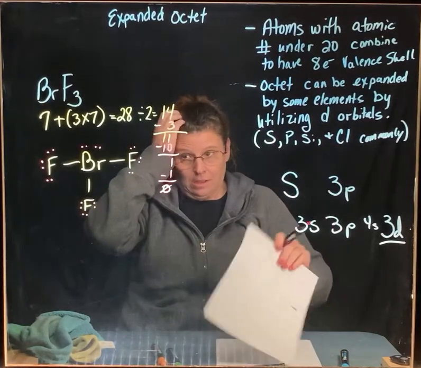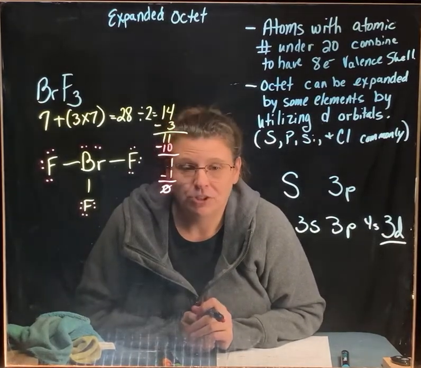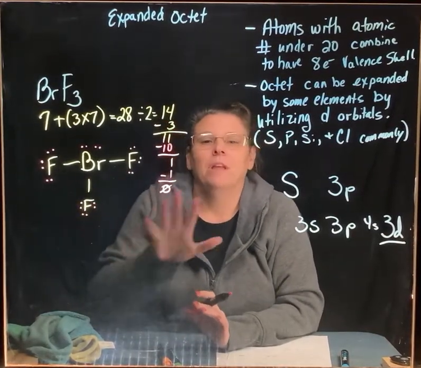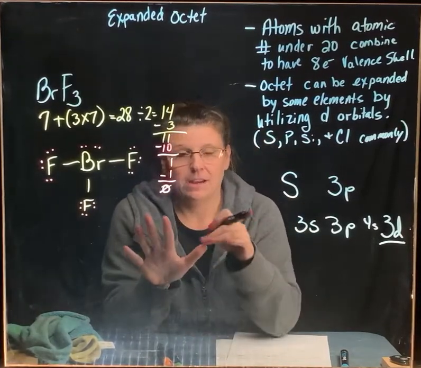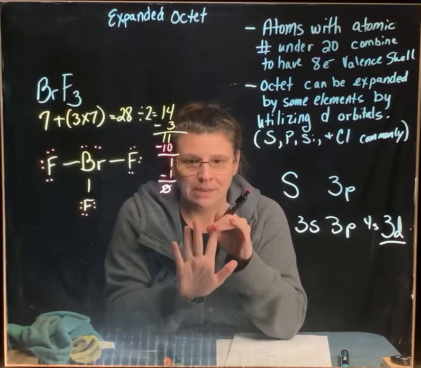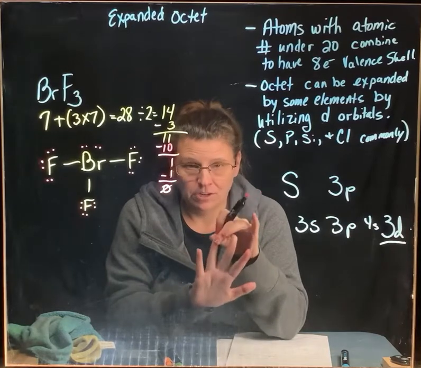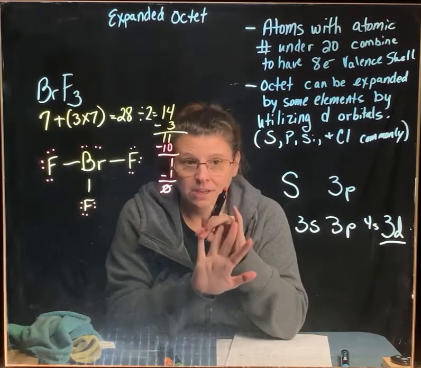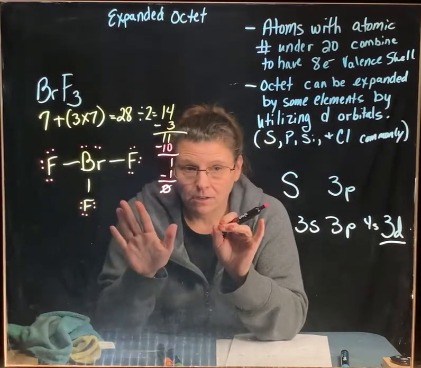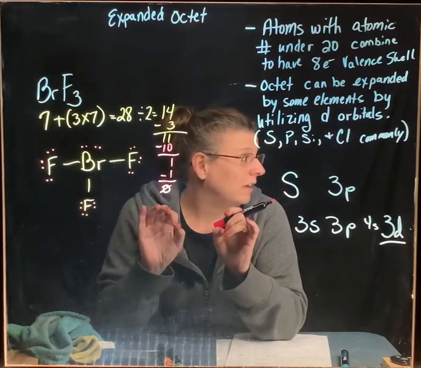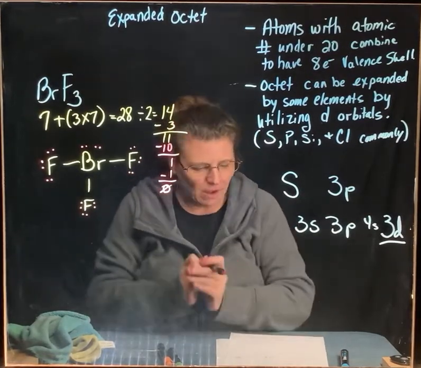When you're in an expanded octet, now you come into different shapes. Up until this point, when we had 8 valence electrons on everything, we had 5 different shapes. We had linear, bent, trigonal planar, trigonal pyramidal, and tetrahedral. Since this doesn't fit into those, now we have another shape.